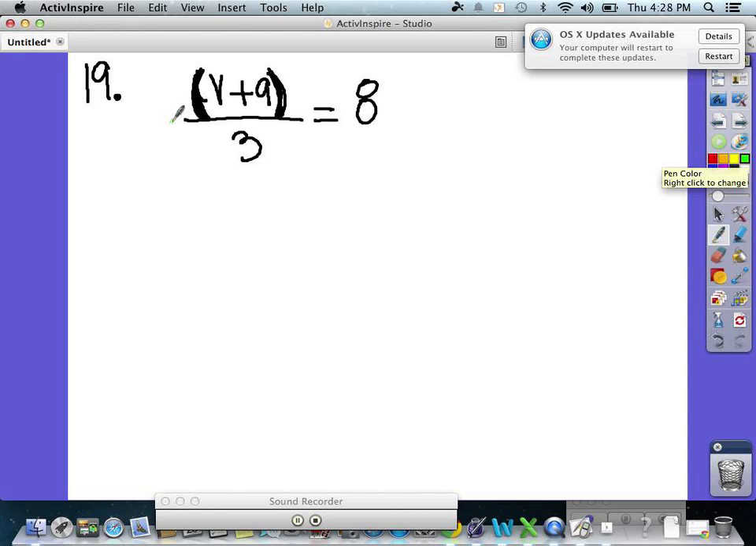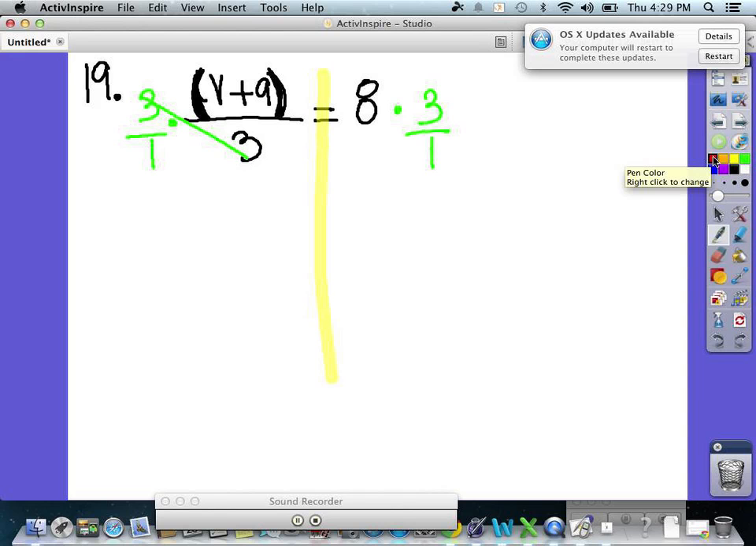So we're going to multiply by the reciprocal of 3, which is 3 over 1. That will cancel out. And we need to multiply 3 over 1 on the other side. Remember, whatever you do on one side of the equal sign, you must do on the other.